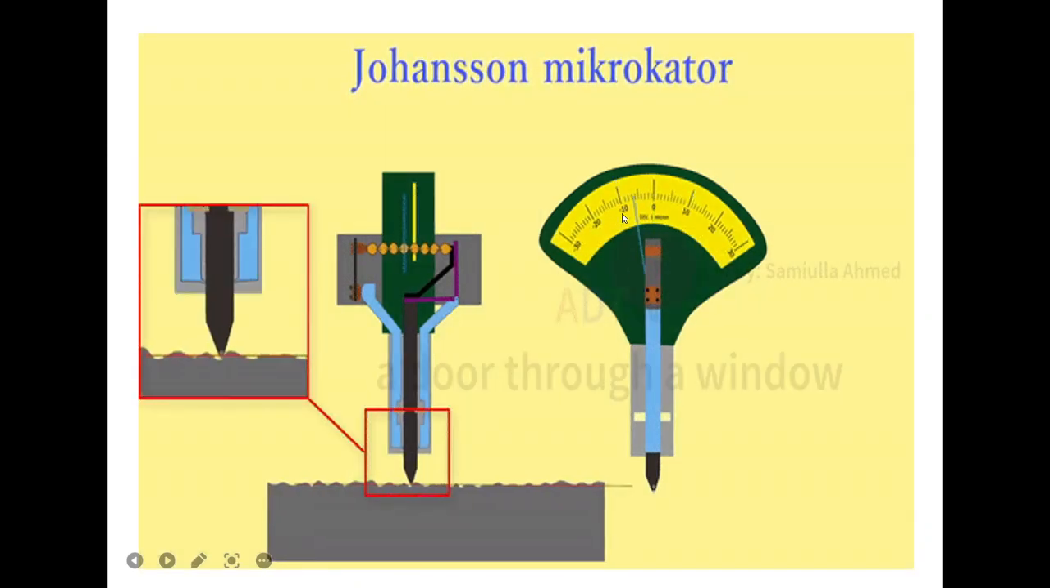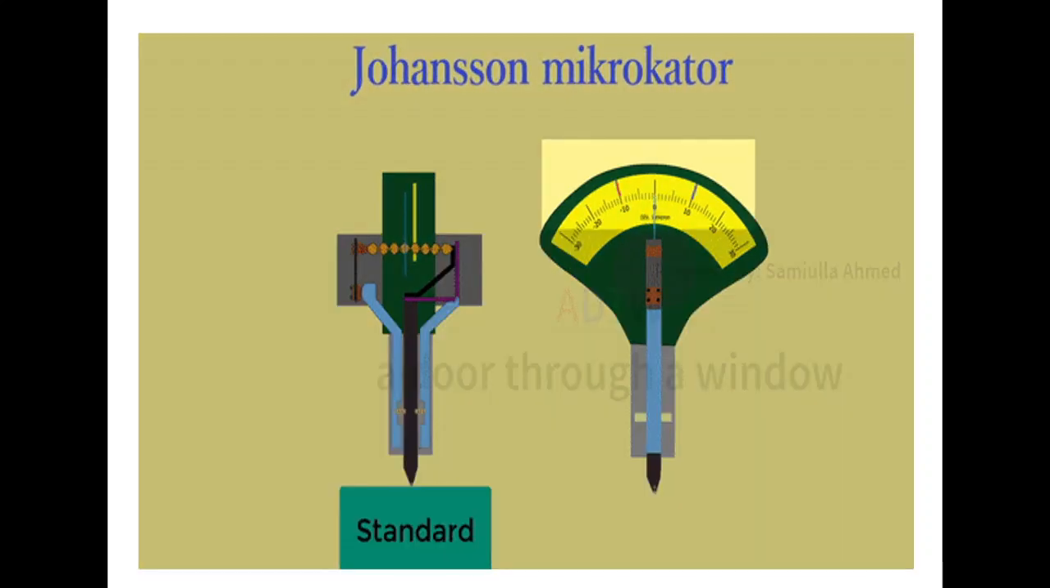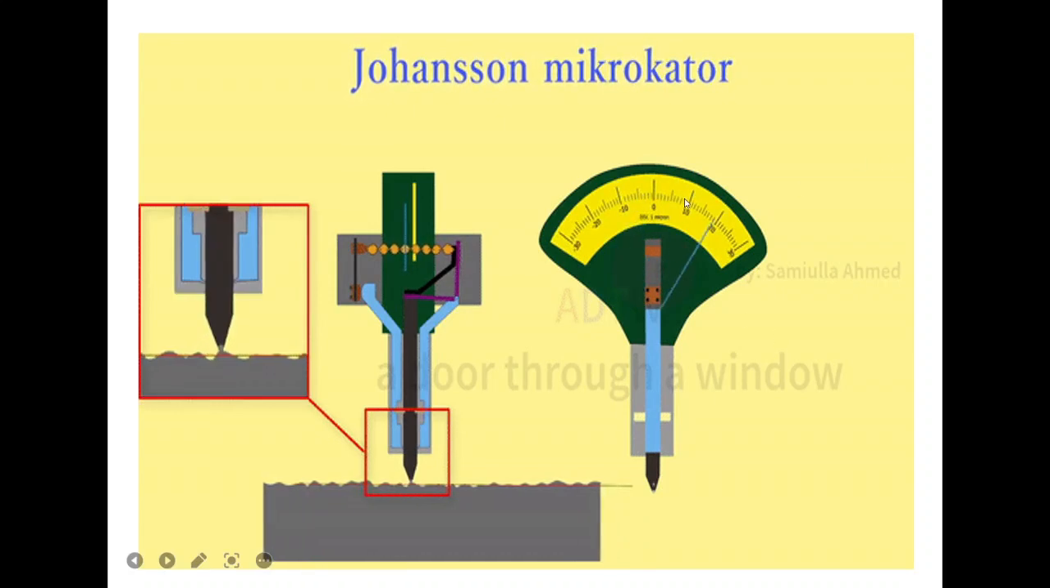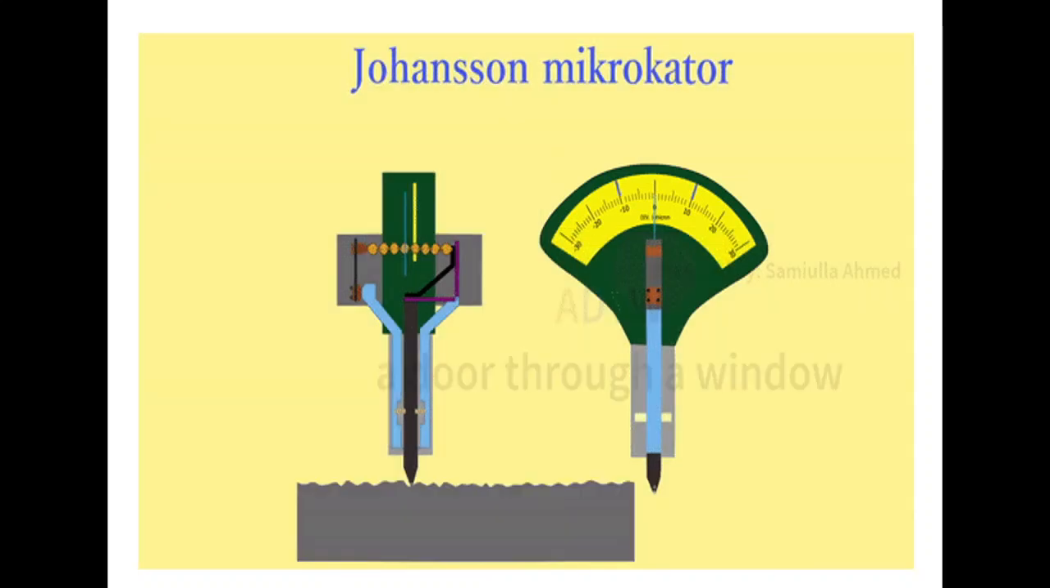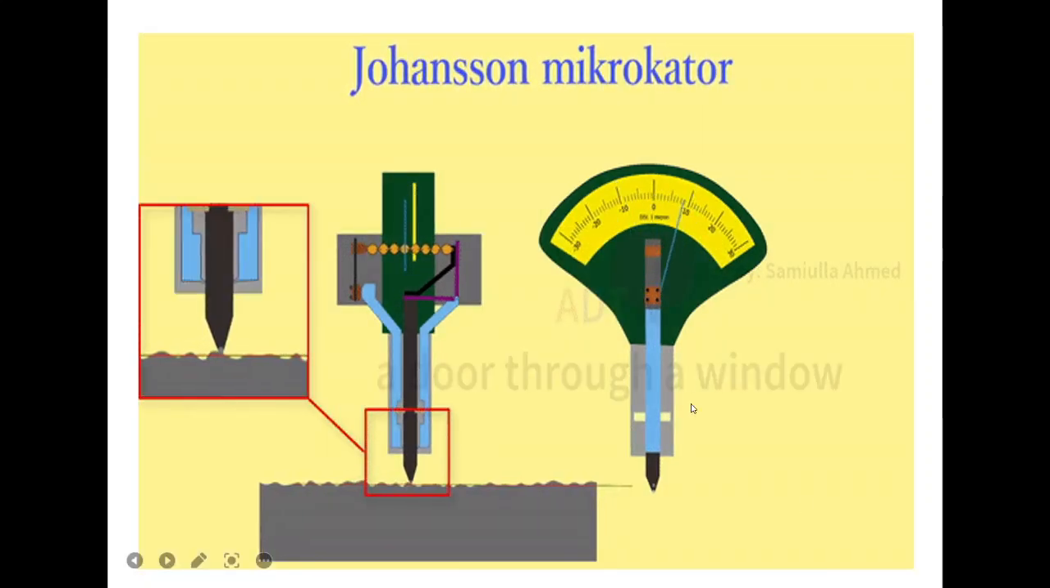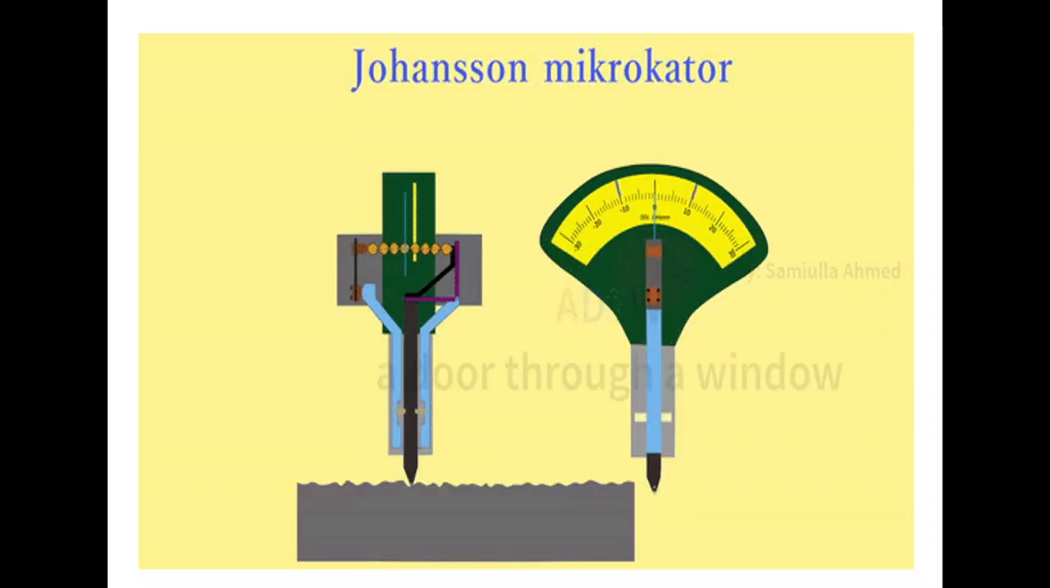Here you can see minus 10 is written, plus 10 is written. So it is my lower limit and upper limit. Your pointer should move between those two points only. If it is moving outside the points, your job is not acceptable. So this is the tolerance zone given, minus 10 to 10. So like this the Johnson's Mikrokator works.